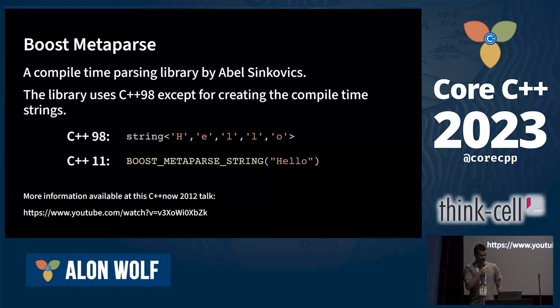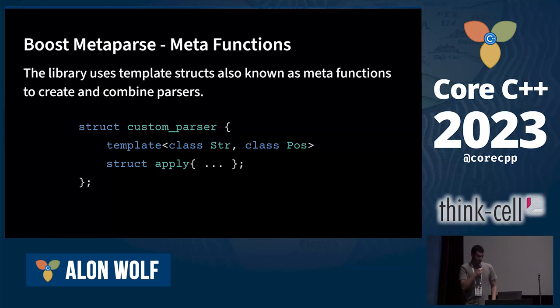The library uses C++98 for everything, except for creating the compile-time strings. So in C++98, we have to write each character separated by a comma. And in C++11, we can use the Boost MetaParse string macro. The library uses template structs, which are sometimes called metafunctions. And this is what a typical parser looks like. So we have this struct called custom parser. As its name suggests, you can think of it like a class. And you can think of the inner apply struct as a method that takes the string and the current input position.